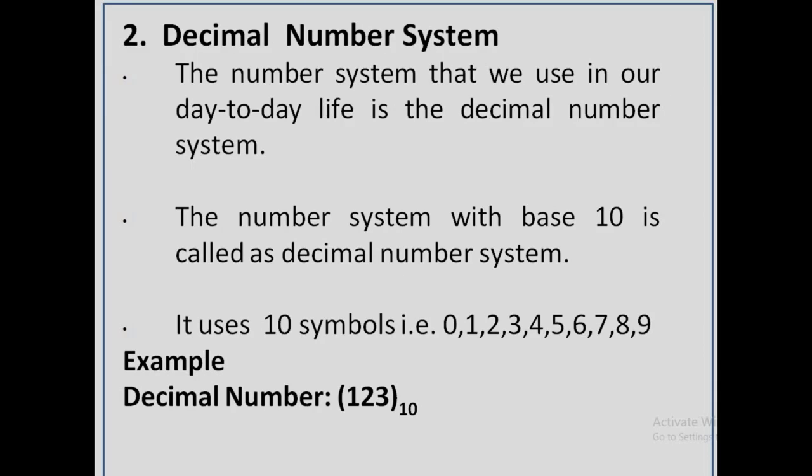Next number system is decimal number system. The number system that we use in our day-to-day life is the decimal number system. The number system with base 10 is called as decimal number system. Why it called as base 10? Because 0 to 9 numbers are used in decimal number system. So total 10 numbers are there. That's why its base is 10. Example of decimal number system is 1, 2, 3 and after bracket complete there is a 10. That 10 indicates the base of the decimal number system.